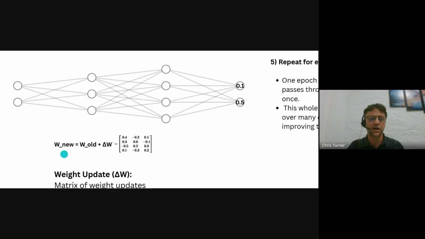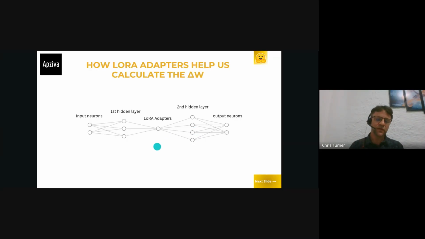So if we had our old weight matrix here for these connections, we would get a delta W for these connections, and then we would add them together, and now we have our new weight matrix that we're going to use on the next pass in the network. And so that's a little bit of background about how the fine tuning works.